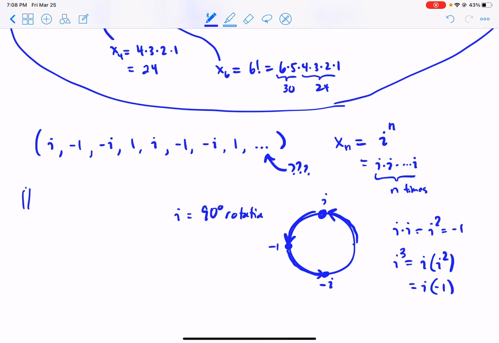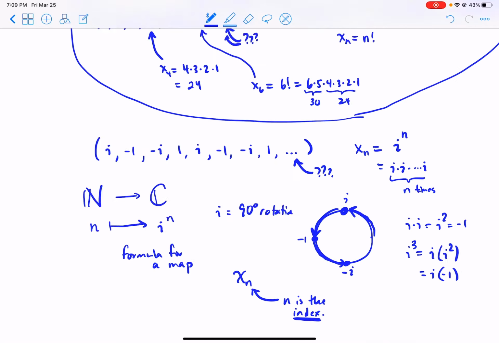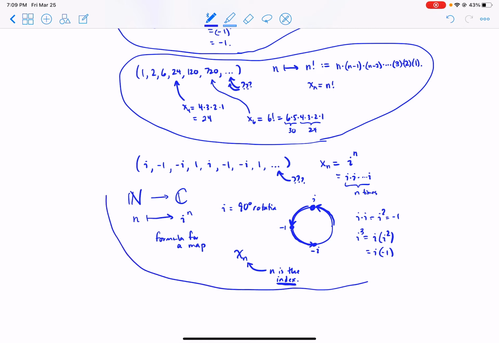In other words, if I take a natural number, I'm going to produce a complex number. The natural number little n gets sent to I to the n. This is the formula for a map. And sometimes this is called the index. Well, really, it's only called the index when I say x sub n. Then the n is the index. That's just a word that people use for this. Okay, great. That's another example.